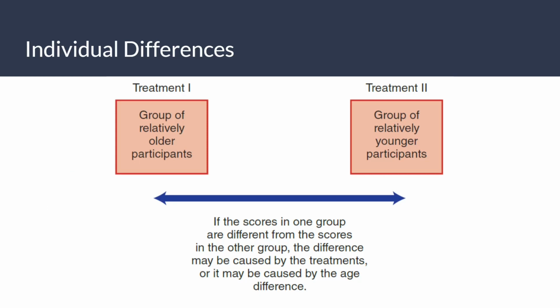Now, here's another example of the influence of individual differences. So in treatment 1, there's a group of relatively older participants, and in treatment 2, this is a group of relatively younger participants.